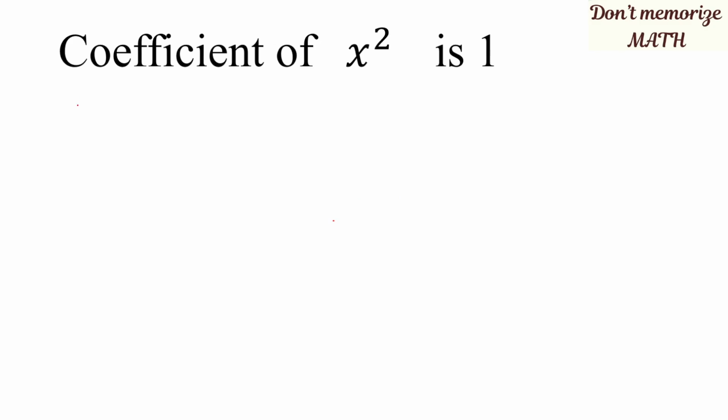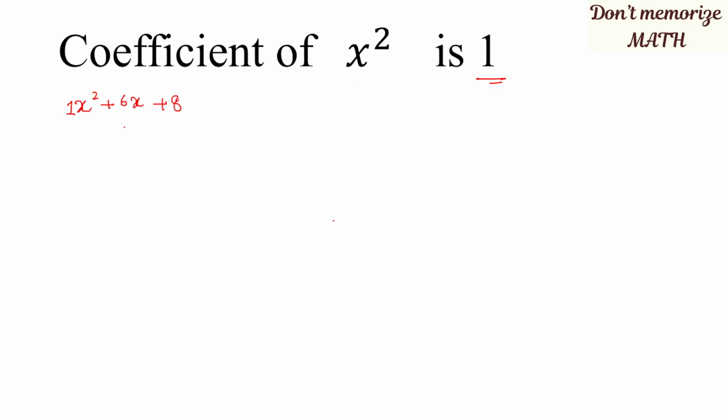Okay, I will tell you how to do it. So we have x square plus 6x plus 8. When you have a quadratic expression with the coefficient of x square, that means the number with x square is 1. This is same as 1x square, right? So the coefficient of x square is 1.